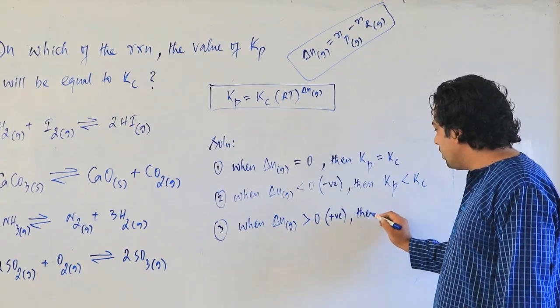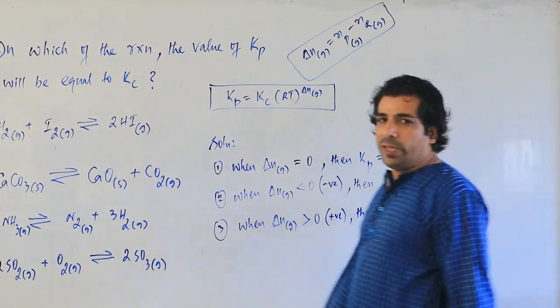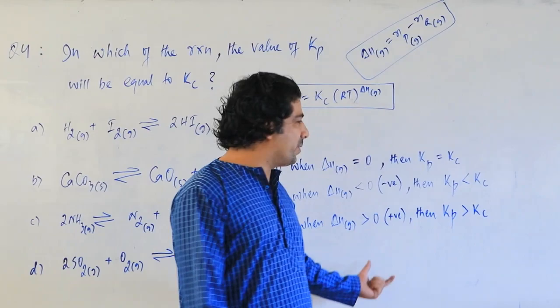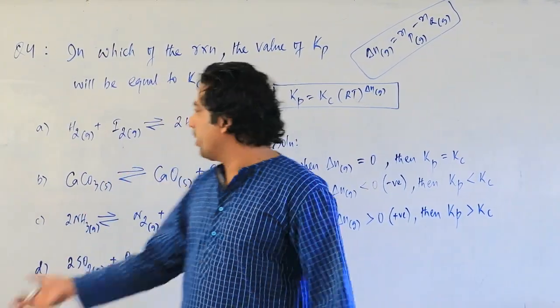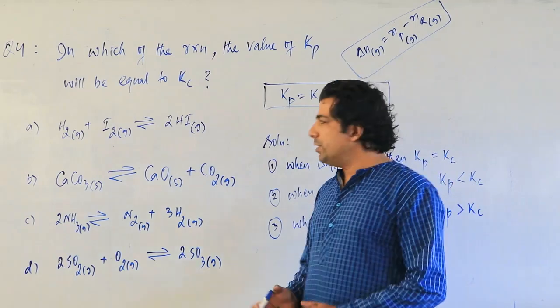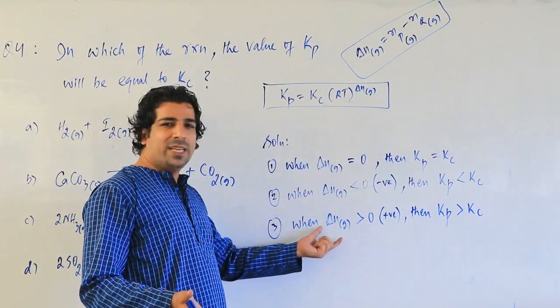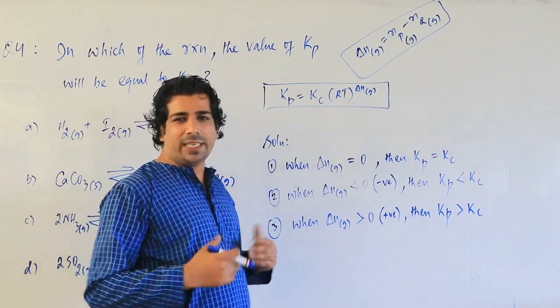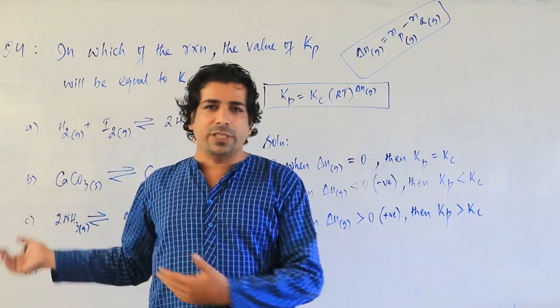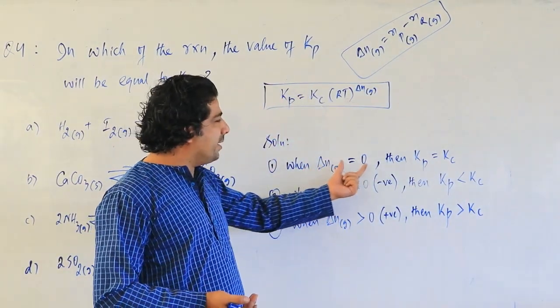At that time, Kp is greater than Kc. So with this small information, you can easily do this particular problem now. Let's have a look, my dear friends. First of all, I need only the delta N value. If I know the delta N value, I can easily tell in which reaction Kp will be equal to Kc, where delta N is 0.